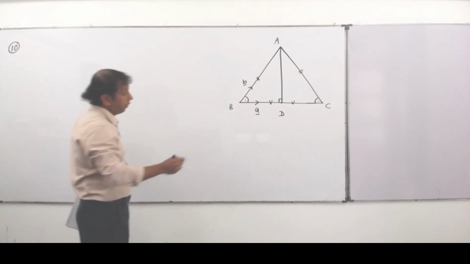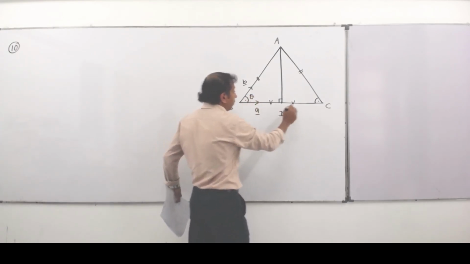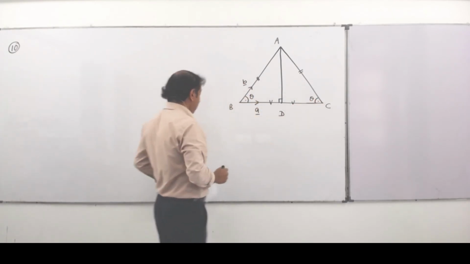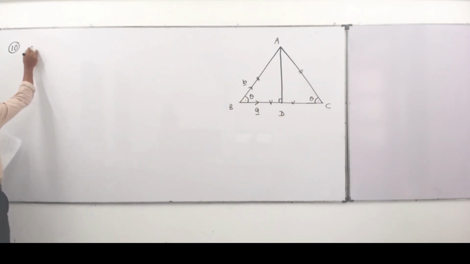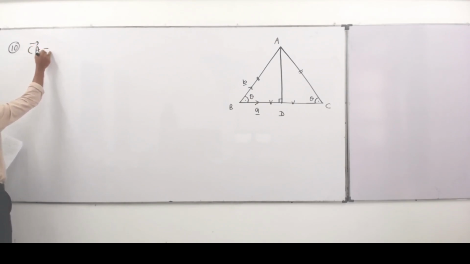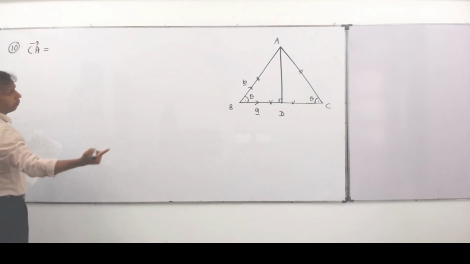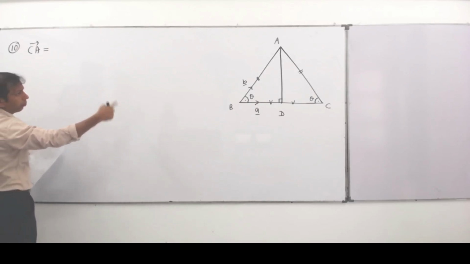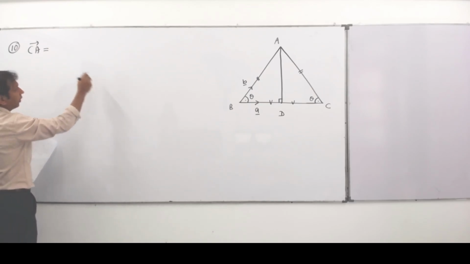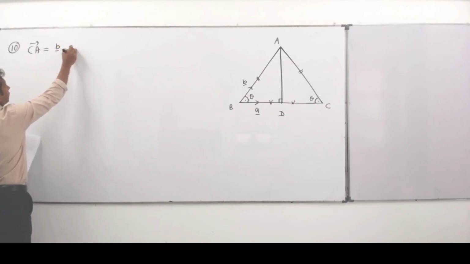I'll take this angle as theta. Then this also theta. I can write the CA vector. CA vector I can write, people, CB plus BA. That means B minus A, no? Right?